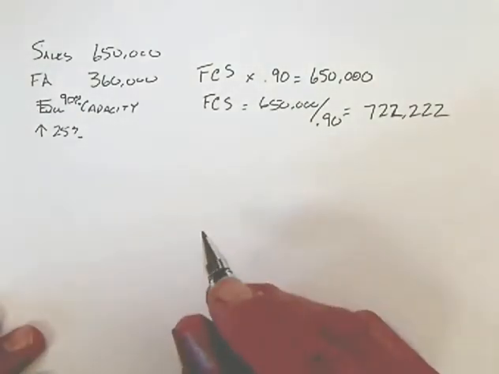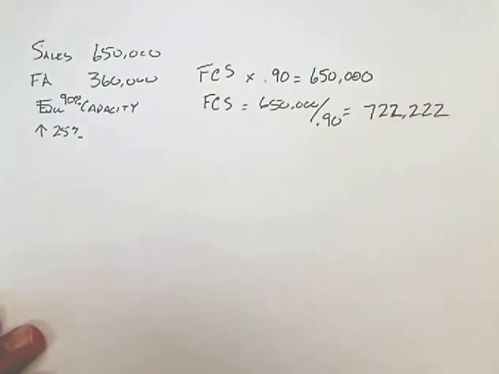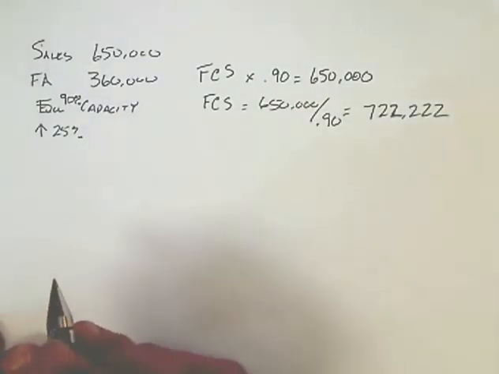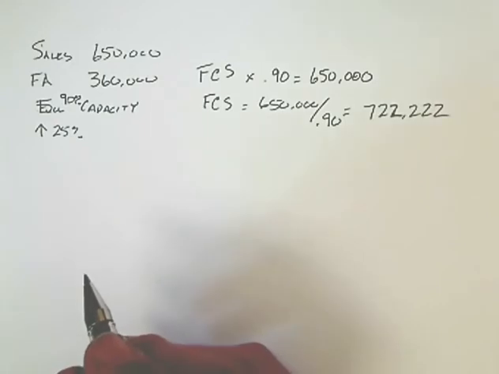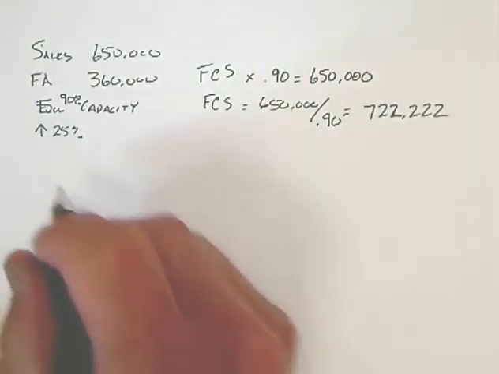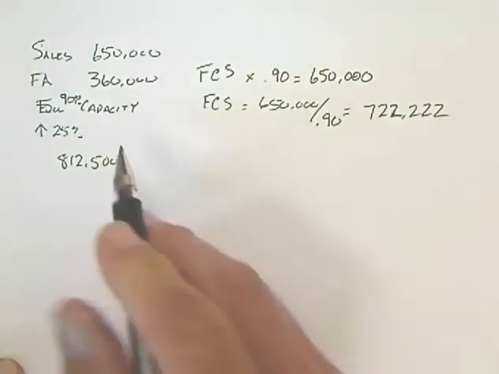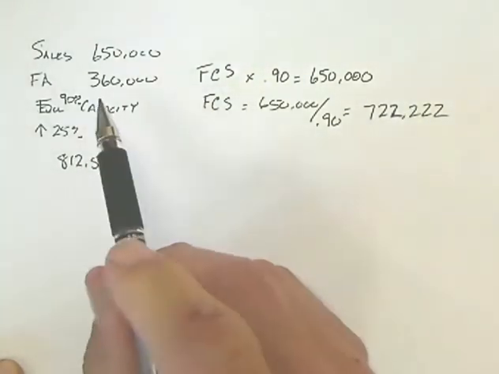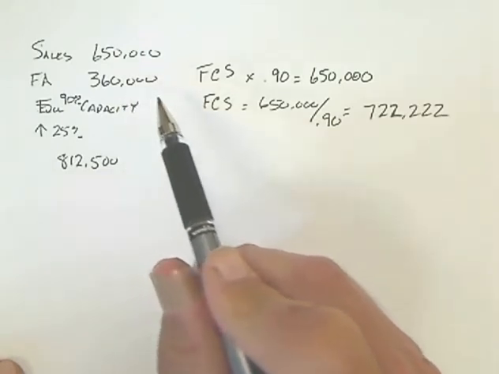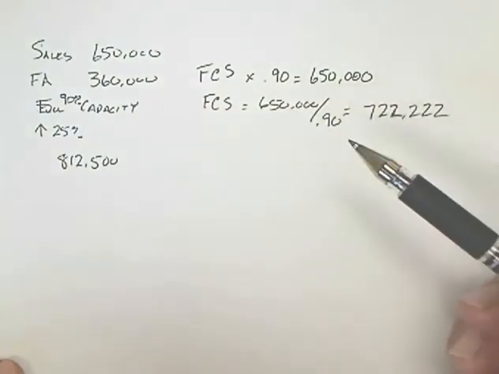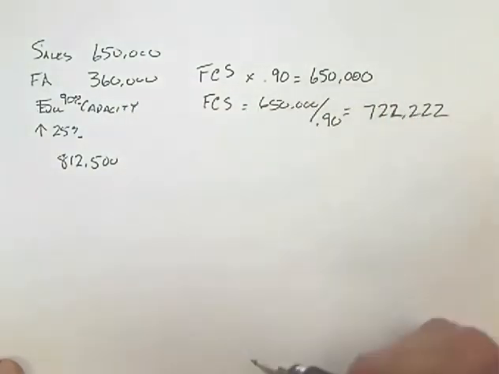But in this case, our sales rose to $812,500, so they exceed our full capacity with the current fixed assets that we have. So fixed assets are going to have to rise, but they're not going to rise in lockstep with sales. So how do we calculate it?